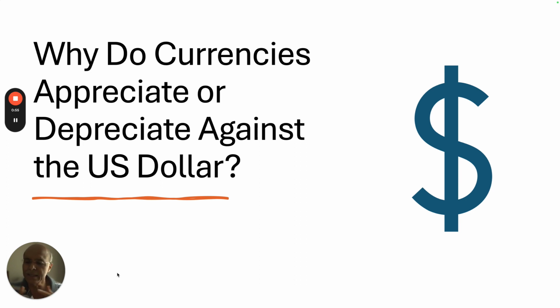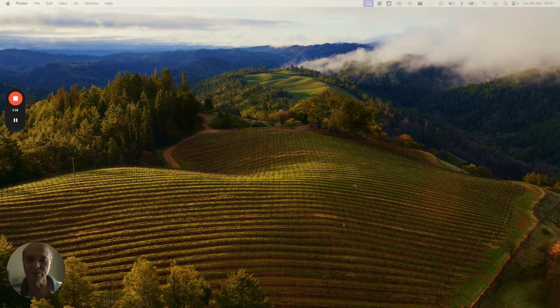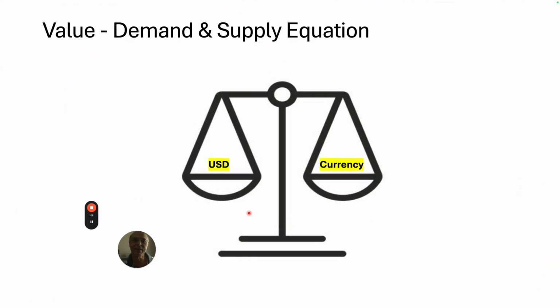And you will see the analysis that I have put together and what kind of insight it is able to draw. So friends, the topic is very simple. Why do currencies appreciate or depreciate against the US dollar? The fundamental point here is that everybody will say that it's very simple. It's a demand and supply equation. So if you look at this chart, it's a demand and supply equation.